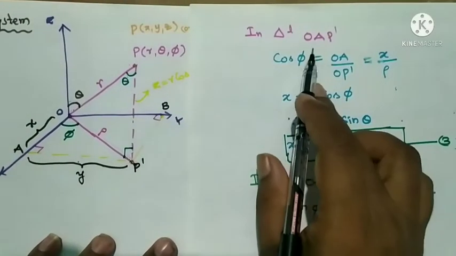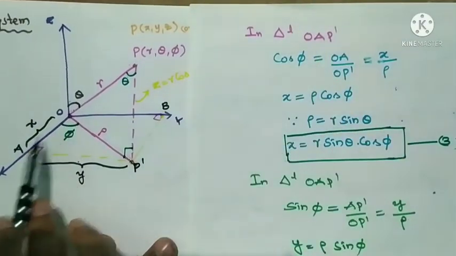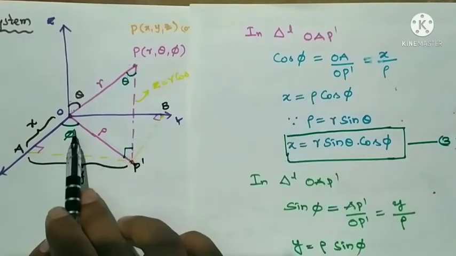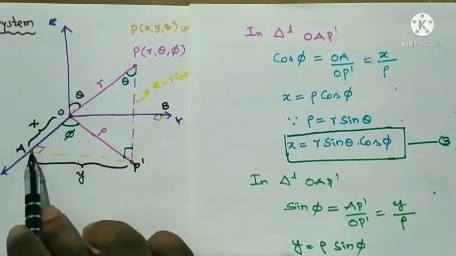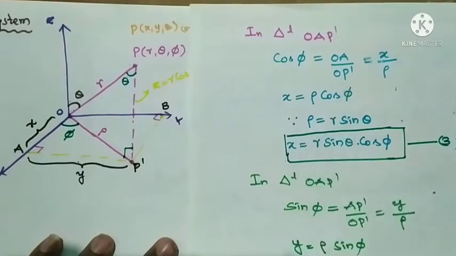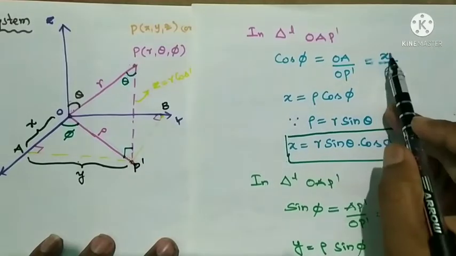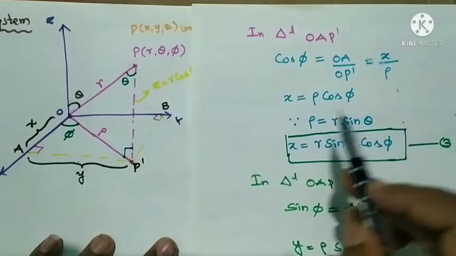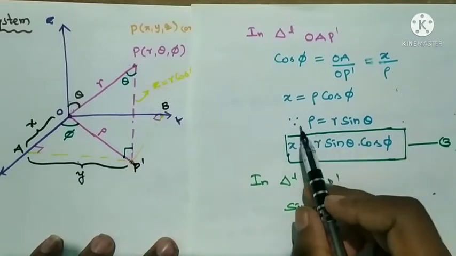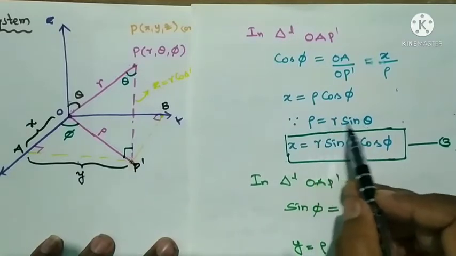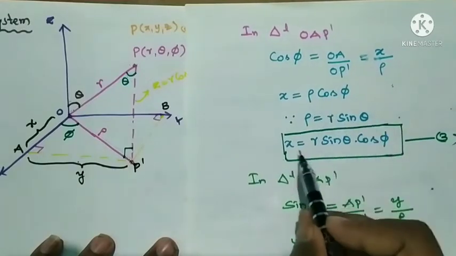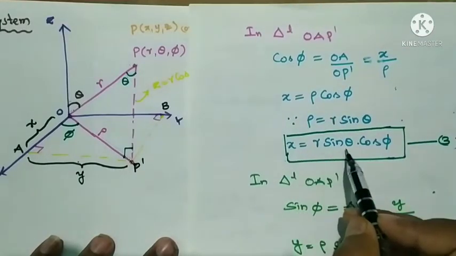So in triangle OAP prime, in this triangle I am writing cos phi. This is phi, and this is the adjacent side and this is the hypotenuse. OA by OP prime, that is equal to, OA is equal to x, by rho. Therefore we can write x is equal to rho cos phi. Since rho is equal to r sin theta, already we derived this one. Then if you replace rho with r sin theta, therefore x is equal to r sin theta cos phi.